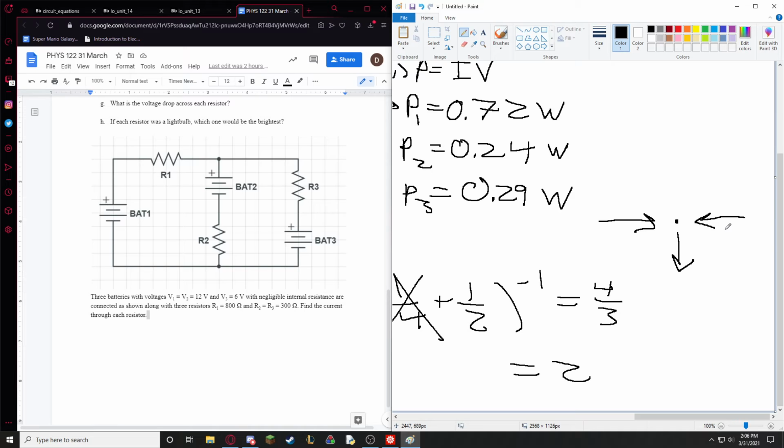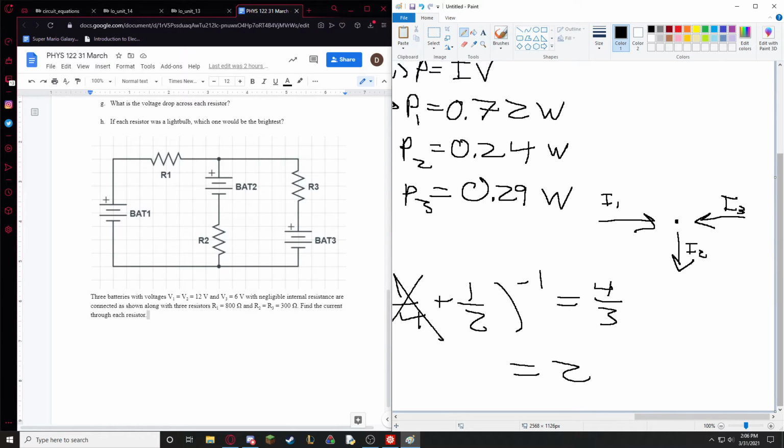I don't understand. So what's the total current that's going into the junction and not leaving it? Well, I1 is going into it. I3 is also going into it. And I2 is going out of the junction.